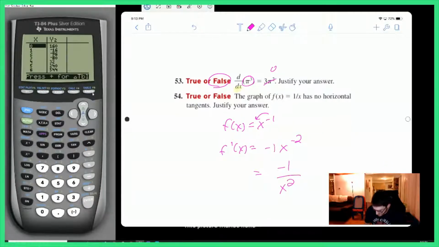And the question is, can I set that equal to 0? Is negative 1 over x squared ever equal to 0? Well, no, because the only way a rational expression can ever equal 0 is if the numerator is equal to 0. And since negative 1 can never equal 0, this function definitely cannot have any horizontal tangent. So that's true. Negative 1 over x squared can never equal 0.